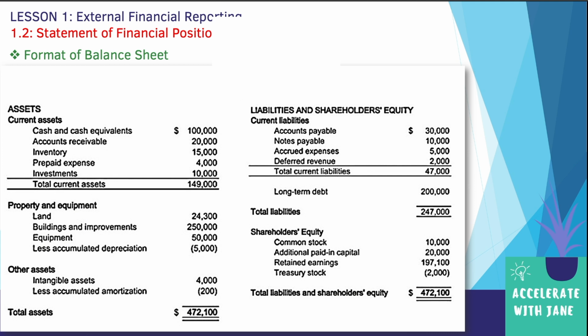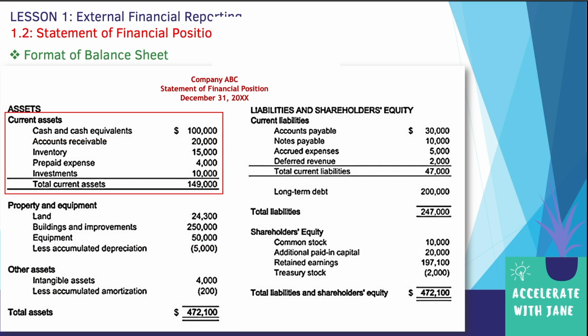So here is an example of a format of a balance sheet just so you can have an idea about the structure of a typical balance sheet. So as you can see here, in this box, color red, we have the current assets. So observe the items included under current assets. We have cash and cash equivalents, accounts receivable, inventory, prepaid expense, investments.